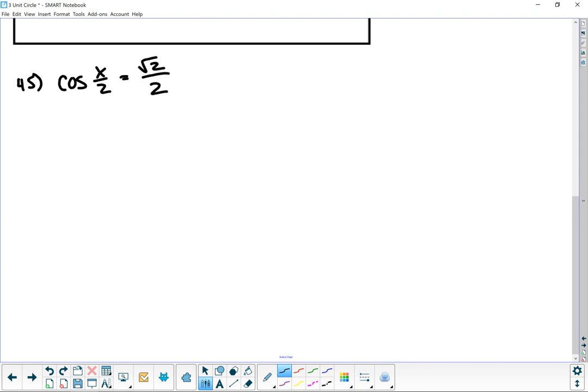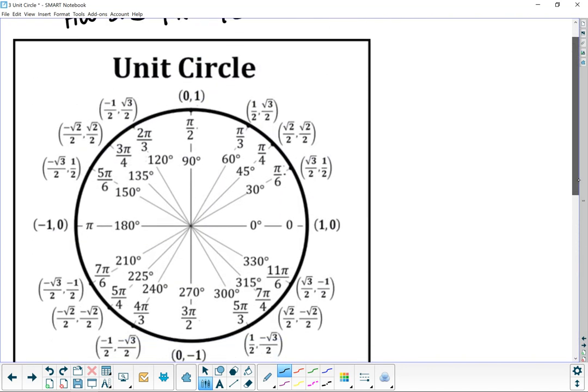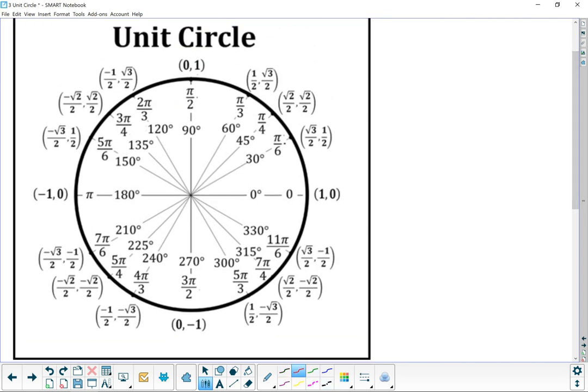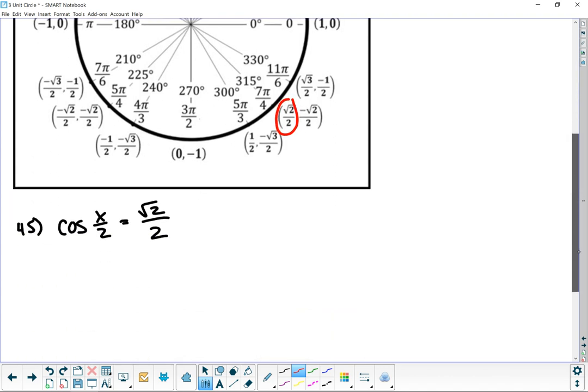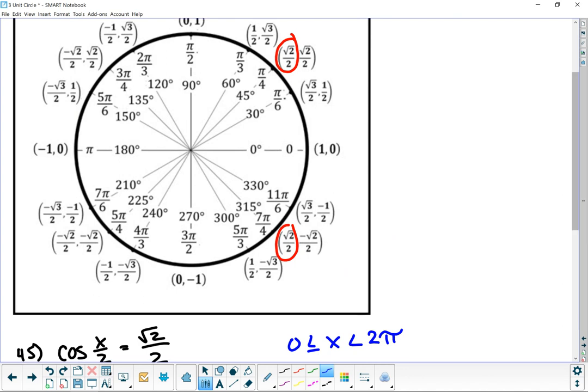And if we look at our unit circle, cosine is the x value, and radical 2 over 2, we see it right here, and we see it right here. So in that first unit circle, if we're looking from 0 to 2 pi, that's what we will find. Our answers would be pi over 4 or 45 degrees, depending on what you're doing.